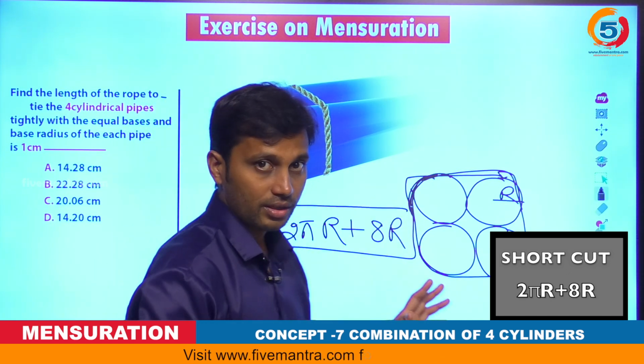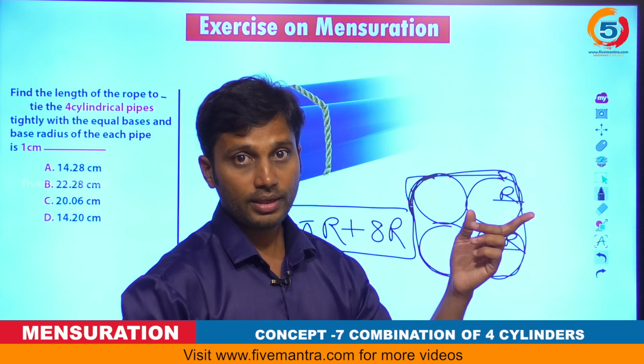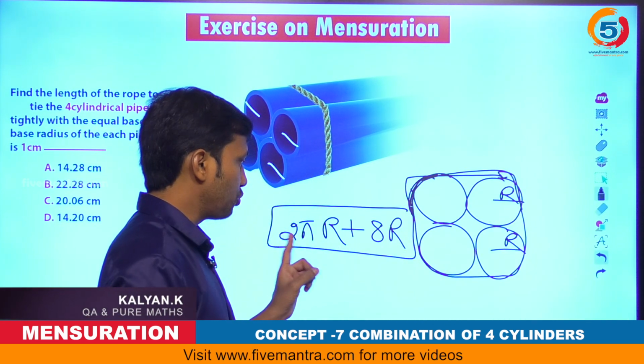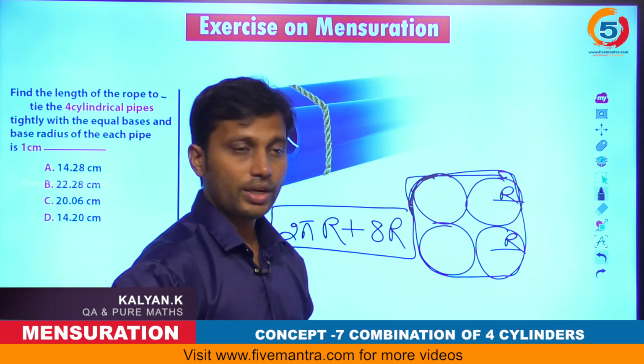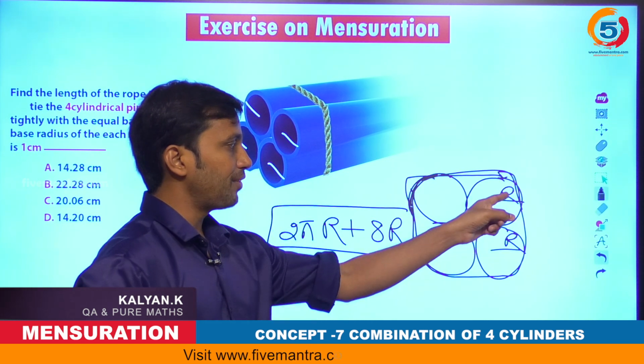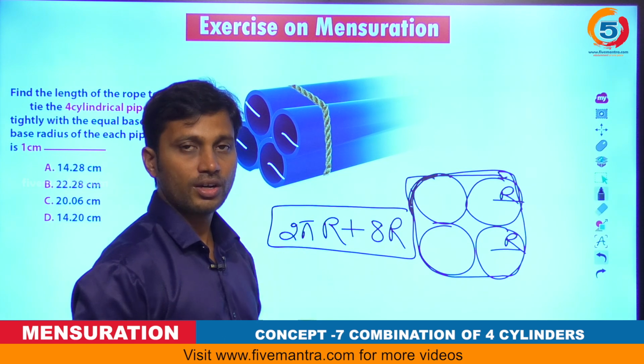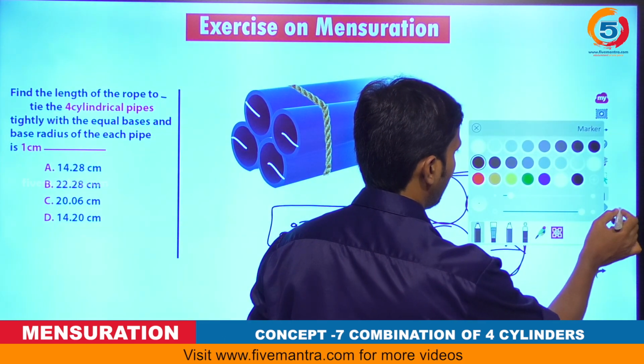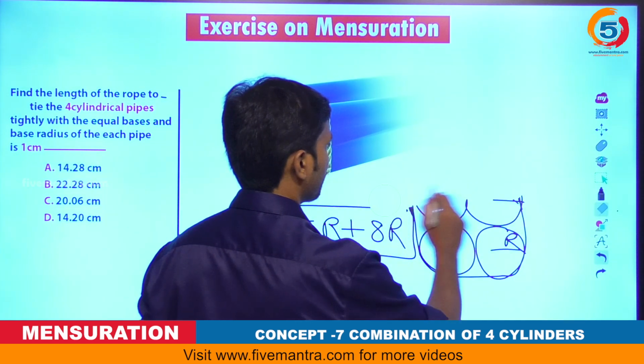Guys, you remember this or not? I told you there also. The same thing I explained there, and we said that this is 2 pi R plus 8R, where R is the base radius of every cylindrical rod or pipe. Now let us apply this and find it within seconds.